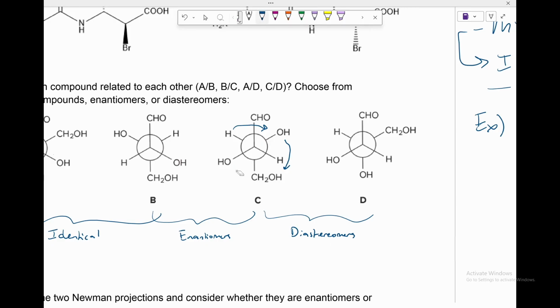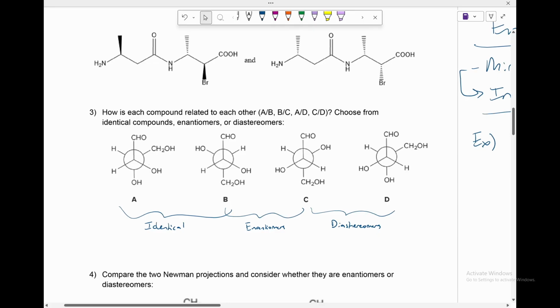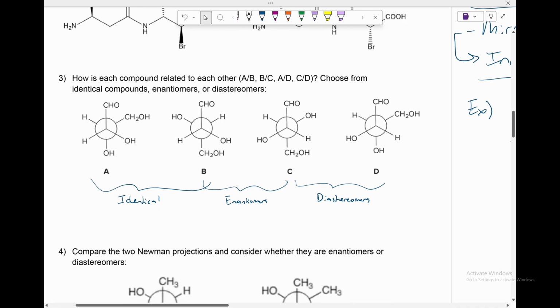If you're not able to look at them through a Newman projection, you can also look at converting each of these into skeletal structures. That I will not be doing in this video because that takes a while.